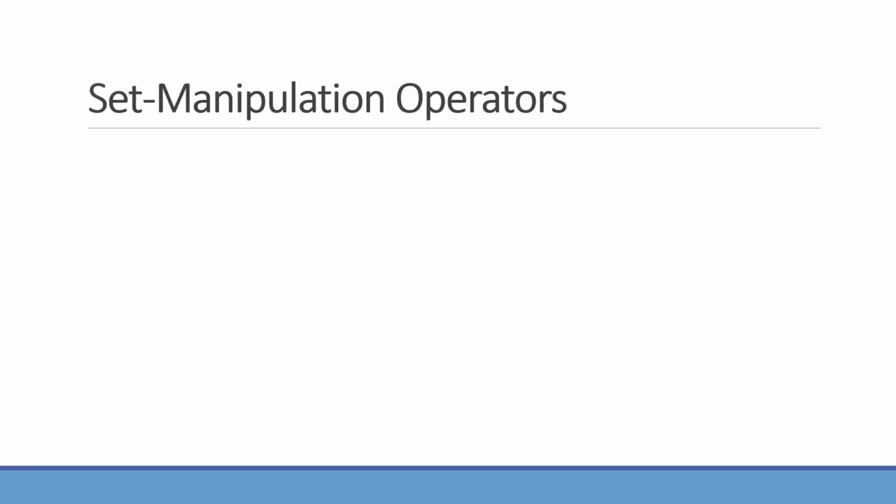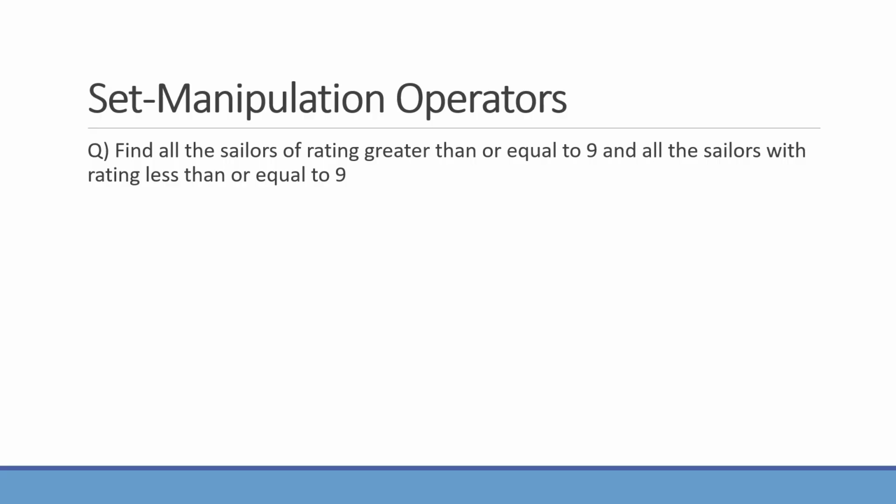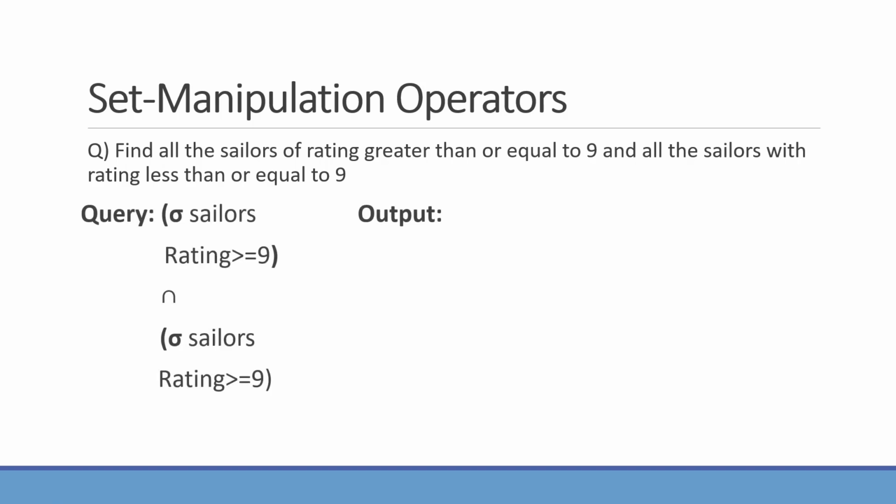Next, another example, Q&A. Find all the sailors of rating greater than or equal to 9, and all the sailors with rating less than or equal to 9. The query will tell you about the first condition.